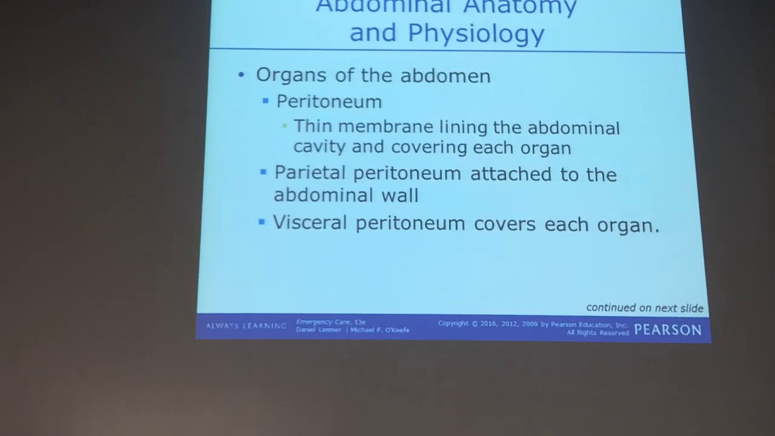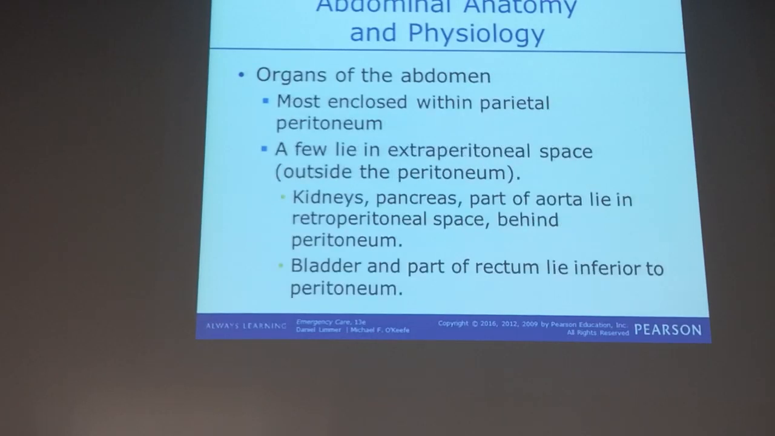We've got the peritoneum, thin membrane lining the abdominal cavity and covering each organ. The parietal peritoneum is attached to the abdominal wall, and the visceral peritoneum covers each organ. Okay? Most are enclosed within the parietal peritoneum. Few lie in the extraperitoneal space, known as outside the peritoneum. Kidneys, the pancreas, and part of the aorta lie in the retroperitoneal space behind the peritoneum. The bladder and part of the rectum lie inferior, below the peritoneum. Okay?